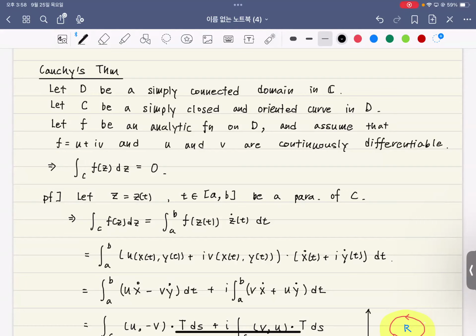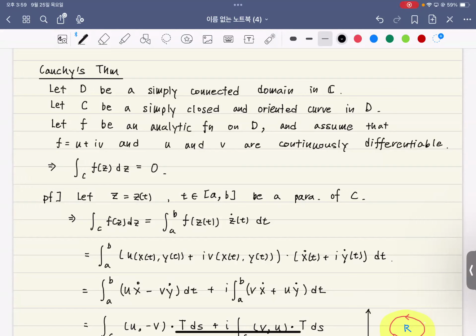This is a very satisfying answer, which can be derived from the fact that f is an analytic function. But I actually want to refine this theorem even more. I want to drop the last condition, the last line of this bunch of hypotheses, where I assume that my function must be continuously differentiable. It turns out this last condition of continuous differentiability can be dropped from the hypothesis.